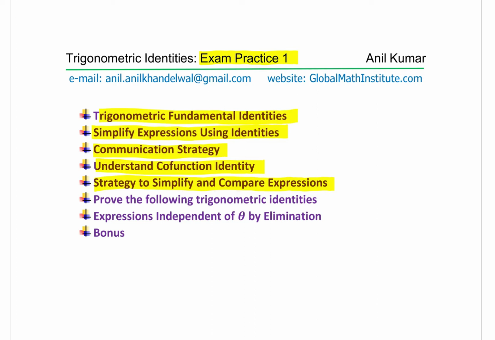The most important part is, of course, to prove the trigonometric identities. We'll actually explore more of this in part 2 and 3 of our examination practice. Then working with equations, what I've done here is taken two equations and the process to express an equation independent of theta itself by the method of elimination.